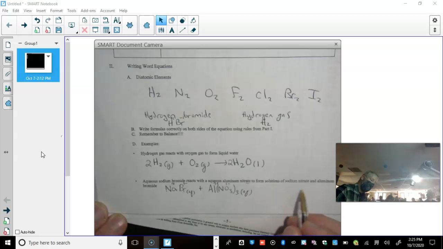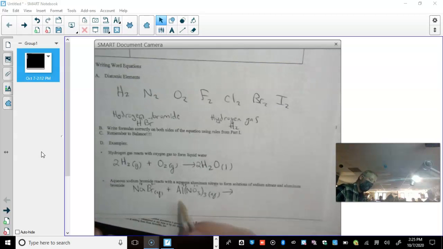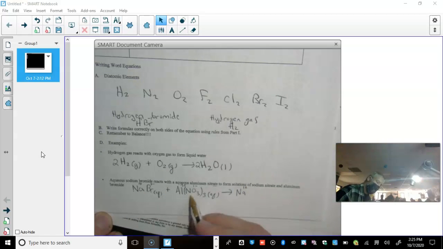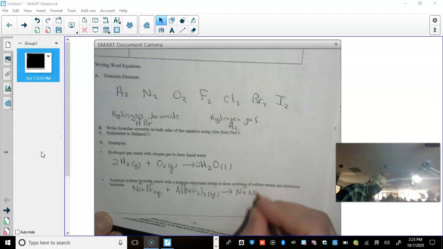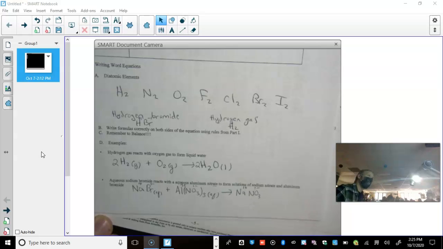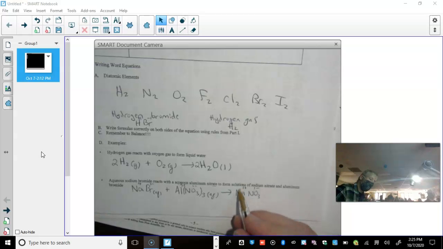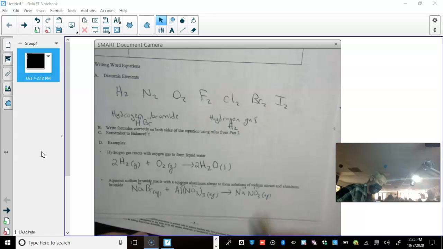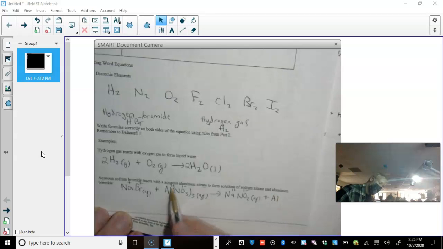And it forms solutions of sodium nitrate and aluminum nitrate. All right. Now that I have the reactants, I'm just rearranging what I have. So sodium nitrate, sodium is Na, it's a +1, and nitrate is NO3, and it's a -1. +1 -1 is 0, so that's good. What's another word for solution? Aqueous. So aqueous is a homogeneous mixture solution. And then aluminum bromide is the other one. Aluminum we know is 3+, and bromide we know is -1.